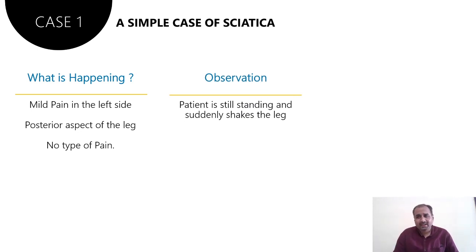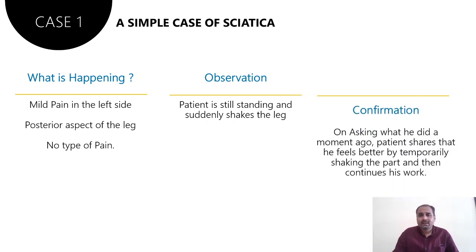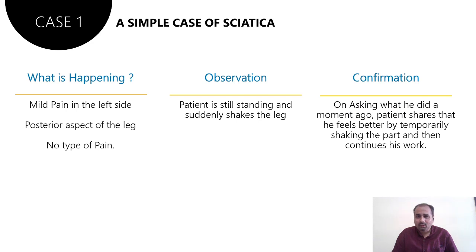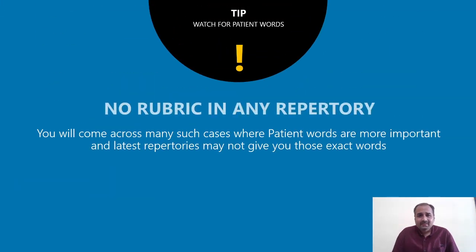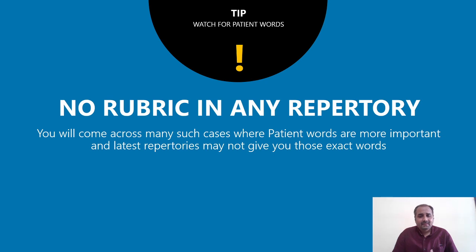And when the patient is waiting and giving you the history, suddenly the patient shakes the leg, and it's an interesting observation for a homeopath. When you ask him to confirm what he did just a while ago, he tells you, I just shake my leg when I have this typical pain and I feel better. So how can we use this particular observation, this particular symptom, to make a search in the program? There is a very interesting thing about such cases: no rubric will be found in such cases.